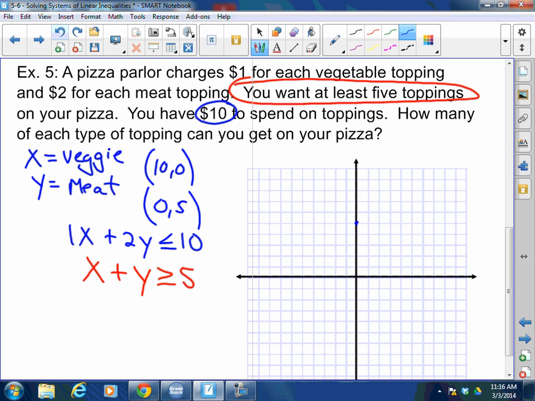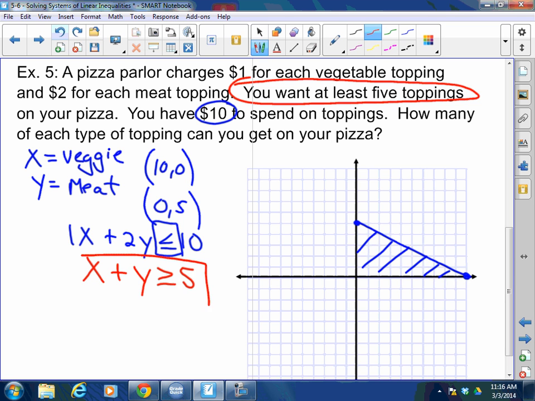So 5, 10, solid line. Am I going to shade above or below? Less than. Y is less than. So below. Very good. Now we'll do this one in red.